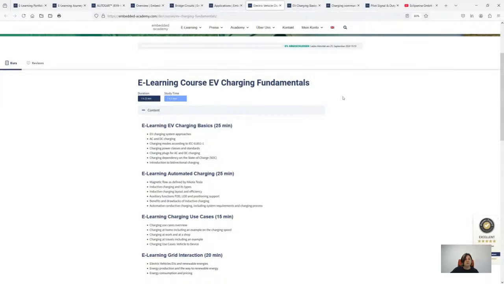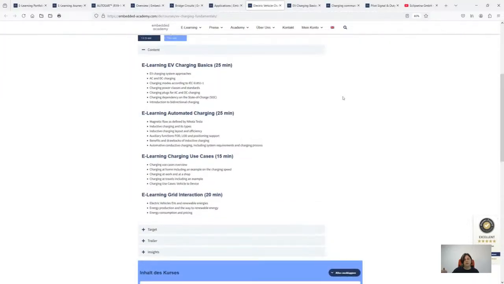It's a longer course with 4 separate e-learning units inside, going first into the basics: EV charging system approaches, AC and DC charging, then the modes according to IEC 61851-1. Then the power clusters and standards. Of course, you should know about the plugs because they're different wherever you look. So Japan, China, US, and Europe have different standards. The charging dependency on the state of charge, and also some introduction to bidirectional charging.